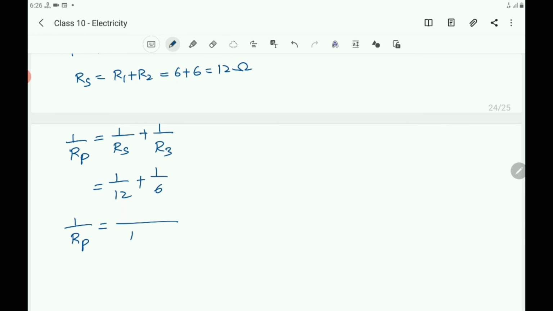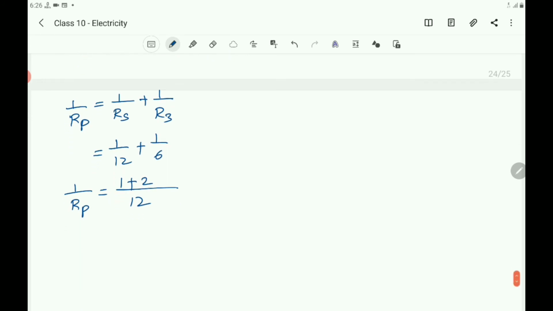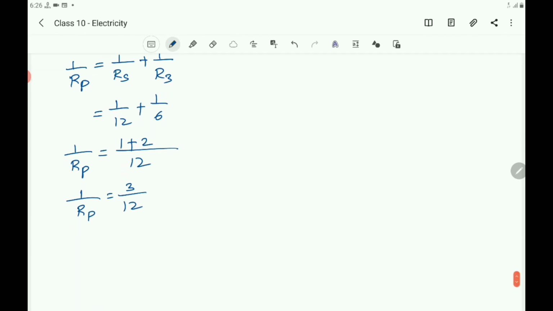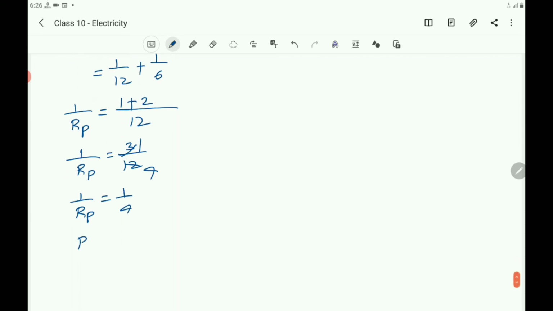Here it is 12. LCM is 12. Then 12 ones are 12, 6 twos are 12. Then you will get 1 by RP equals 3 by 12. That is 3 ones are 3, 3 fours are 12. So you got 1 by RP equals 1 by 4. Then RP equals 4 ohm.